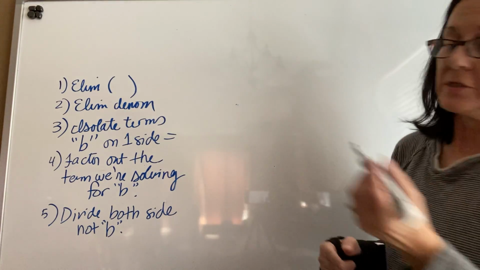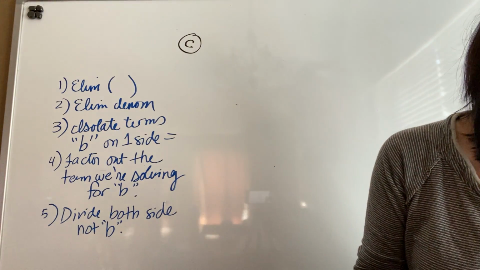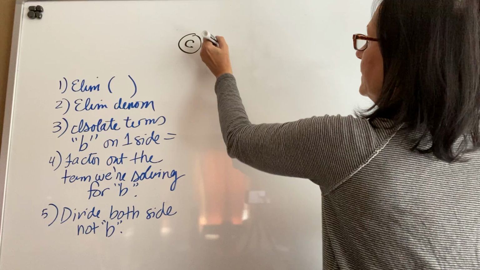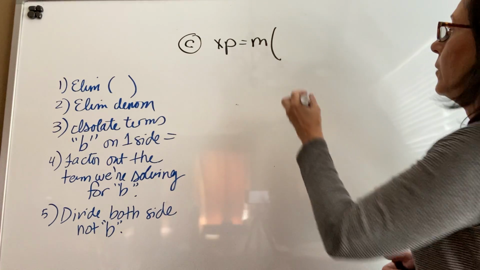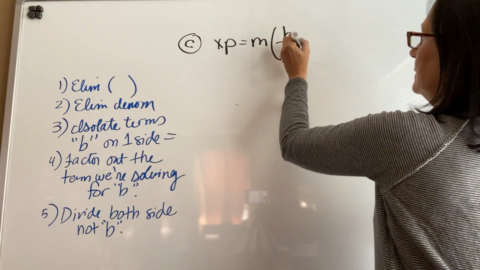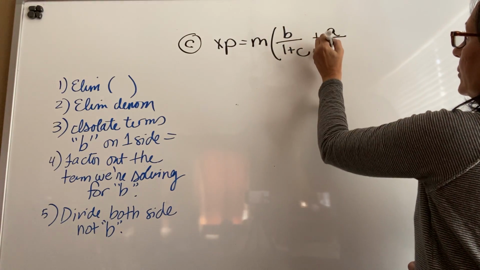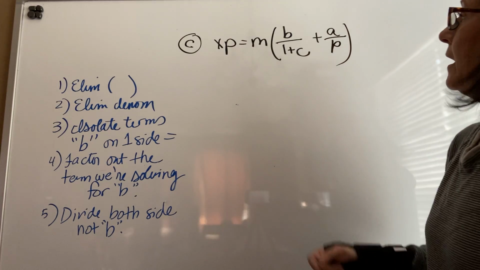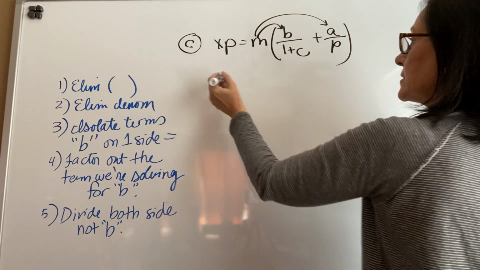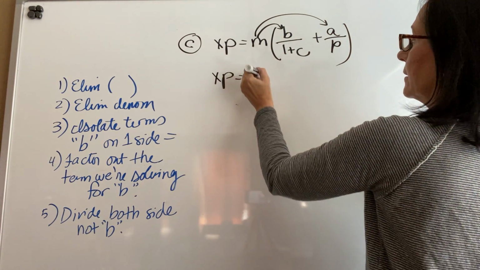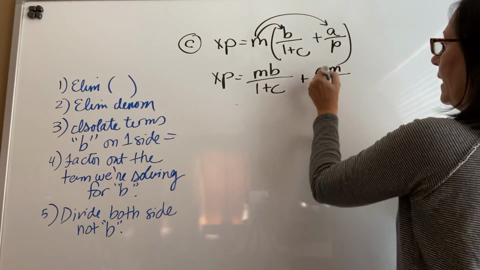All right, we are going to solve for C. I always write that down so that I know. The equation I have is XP equals M, open parentheses, B over 1 plus C, plus A over P. All right, I'm going to eliminate the parentheses by distributing M to both of the numerators. I'm left with XP equals MB over 1 plus C plus AM over P.